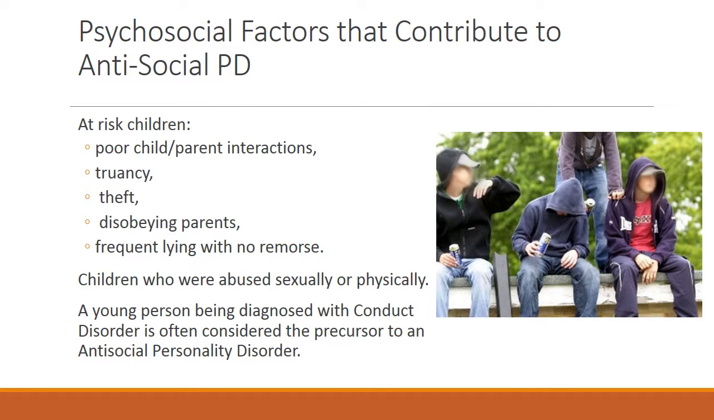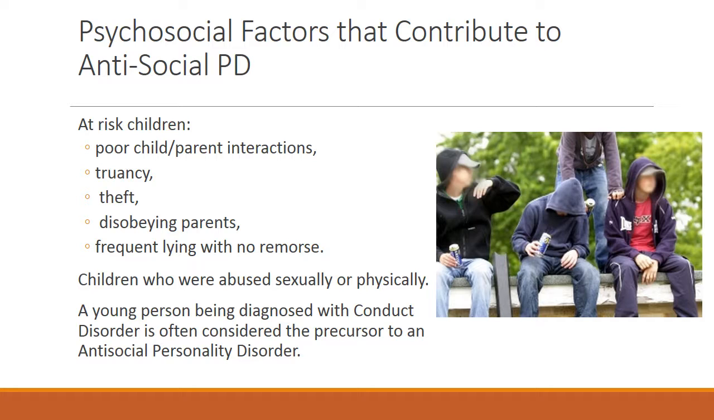They've looked at some of the psychosocial factors that contribute to antisocial personality disorder. In children, or during childhood, what they see is people who grow up with antisocial personality disorder tend to have very poor parent-child interactions. There's a lot of truancy. They engage in excessive amounts of theft. I mean, shoplifting is the most common crime we see young people engage in, but this goes beyond. They tend to disobey their parents and they lie without remorse.